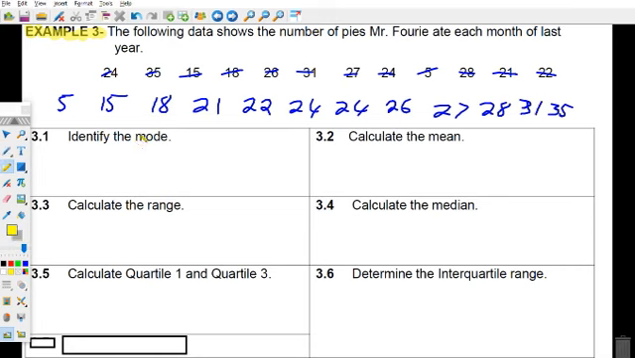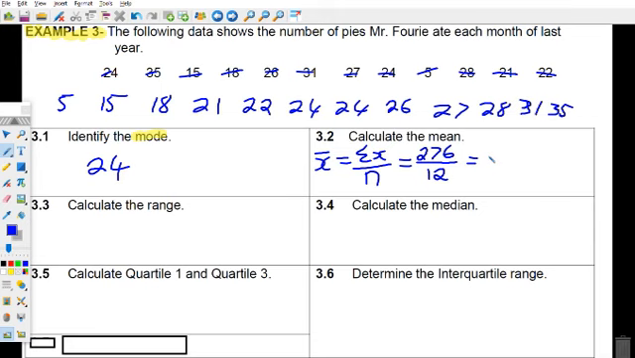Okay. Identify the mode. Mode meaning most. So which one occurs the most? 24. What's my mean? My mean is calculated as such. We're going to put the formula. We must know what these things mean. The sum of all the points, so add all the points together, divided by how many? 12. Okay, so we're going to get what? Is it 23 on the dot? Okay.